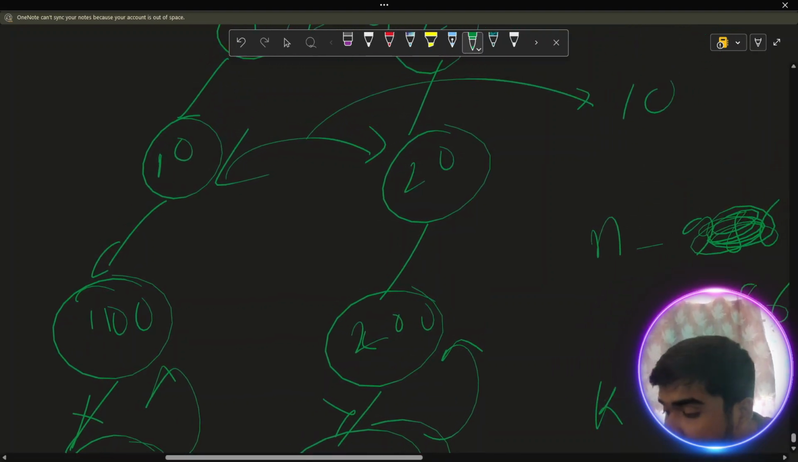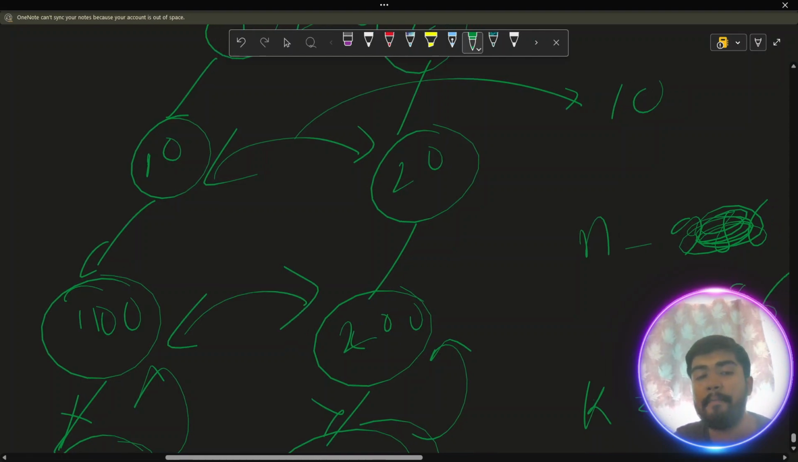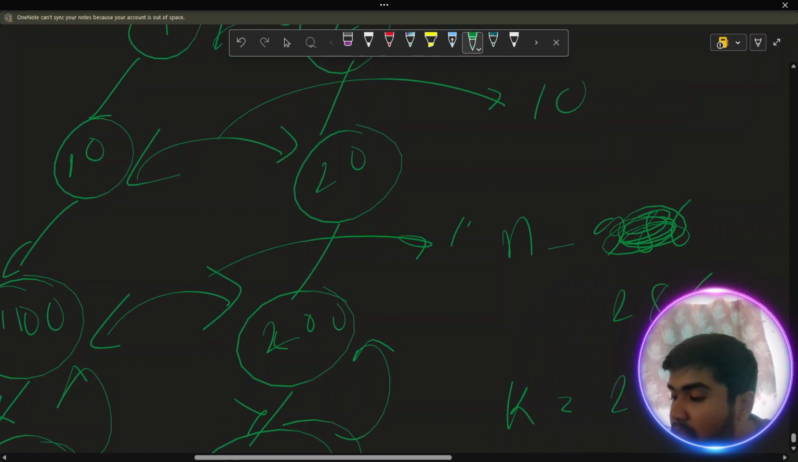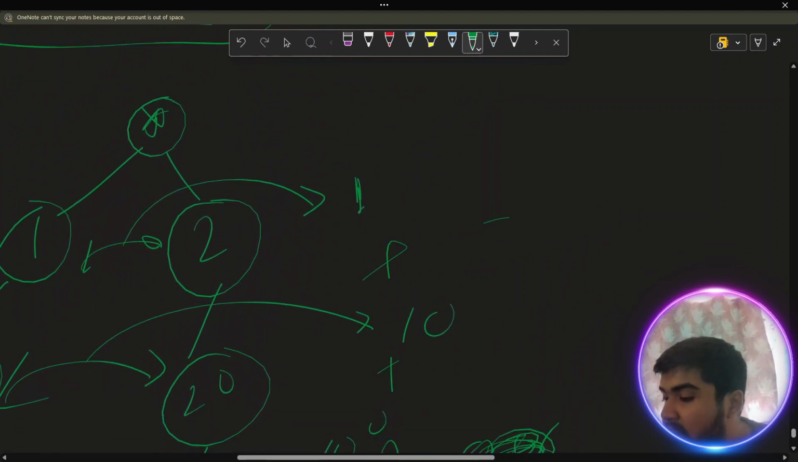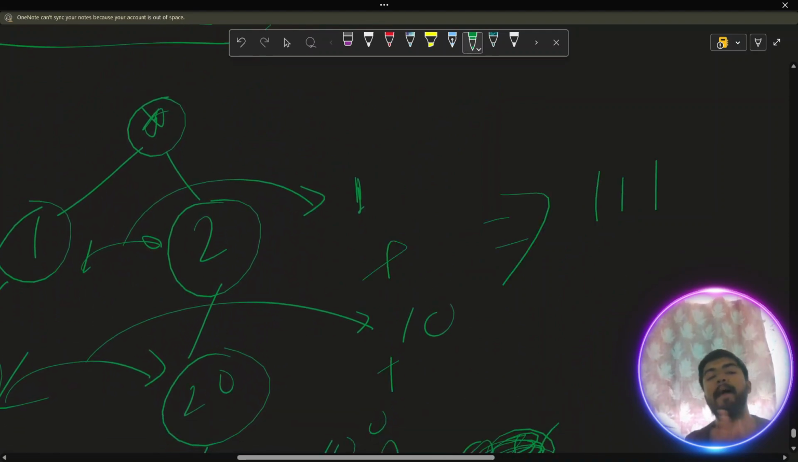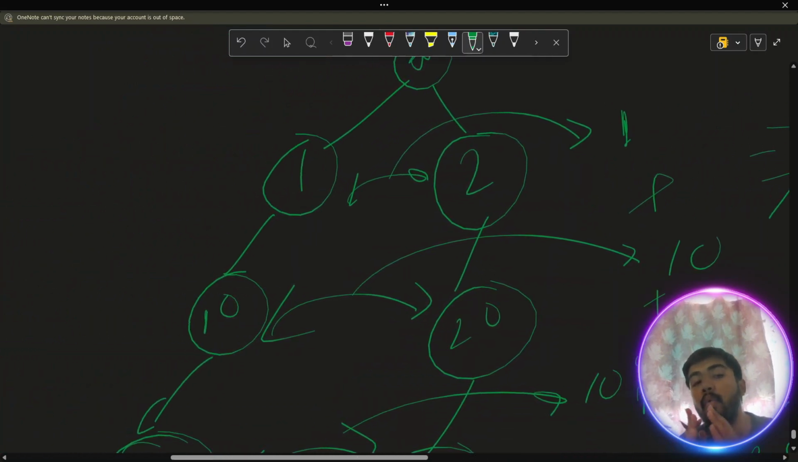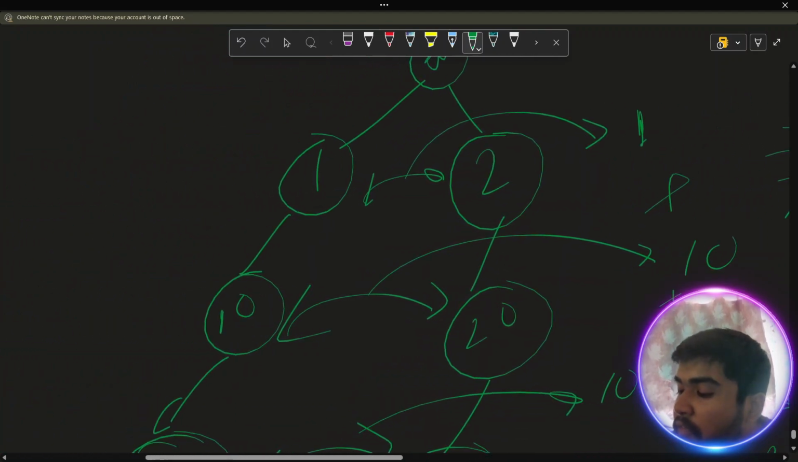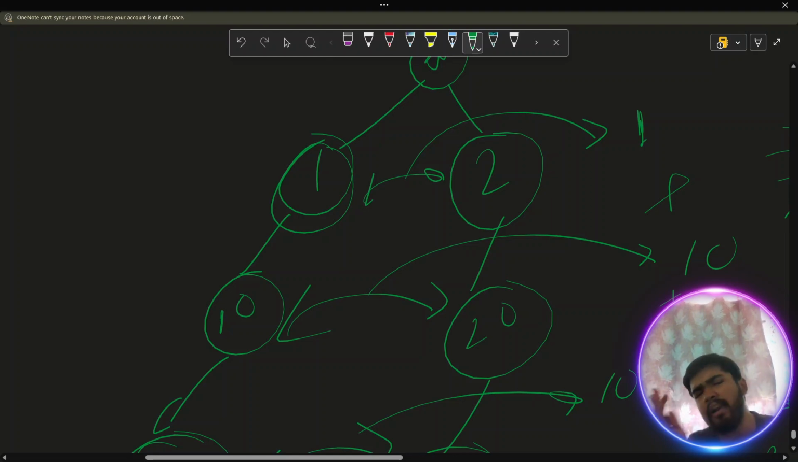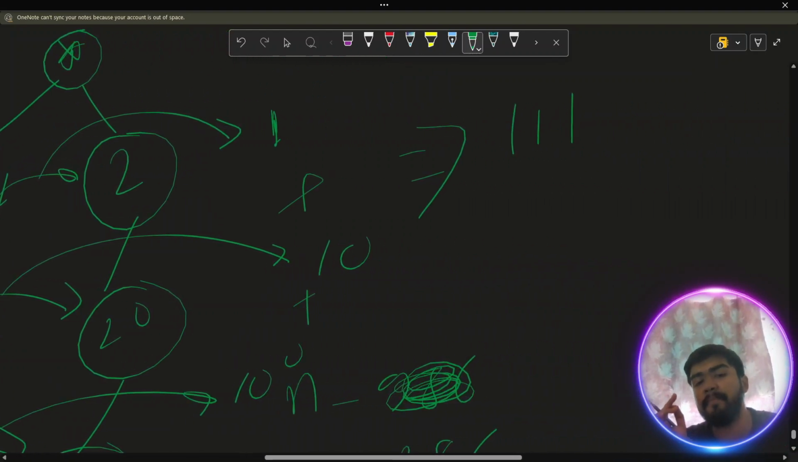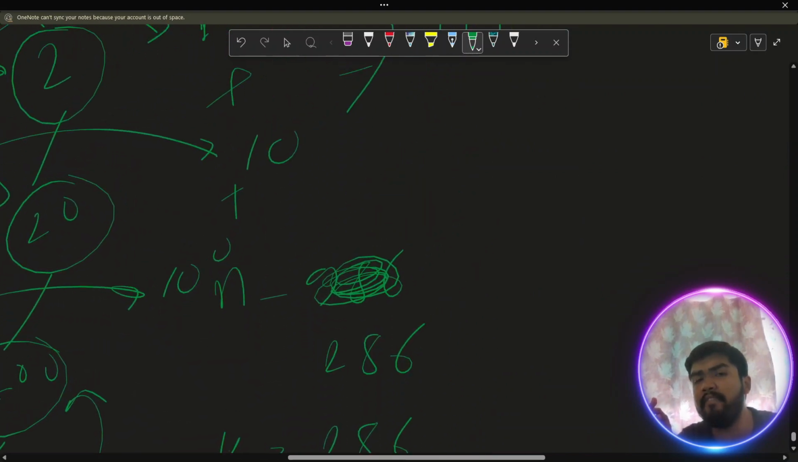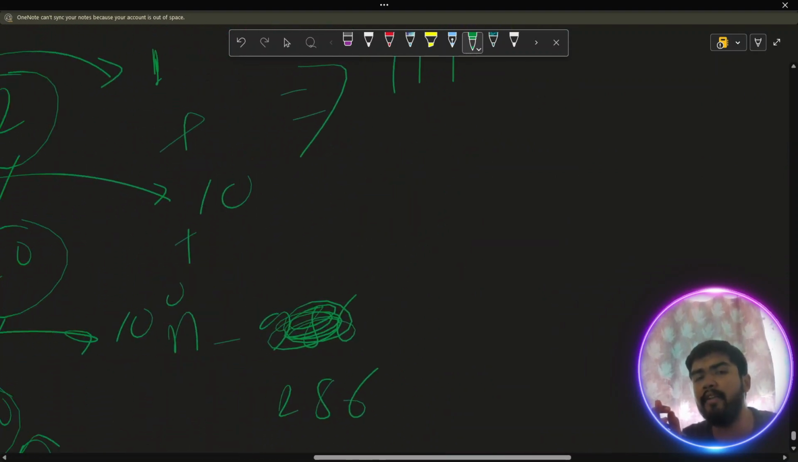So what is the gap here? It's nothing but 100. So what is the total gap then? 1 plus 10 plus 100, that is nothing but 111. So that is the gap. That many numbers we are bound to get, starting from 1 through its entire subtree. So now what is our k value? Our k value is 286.